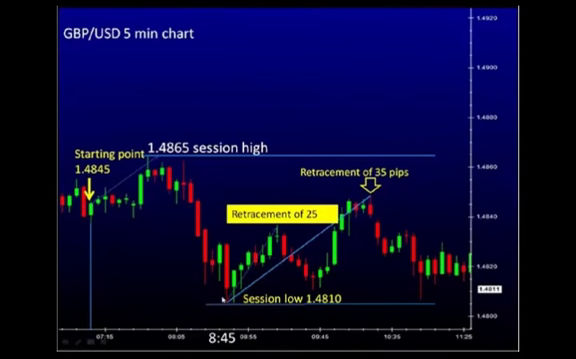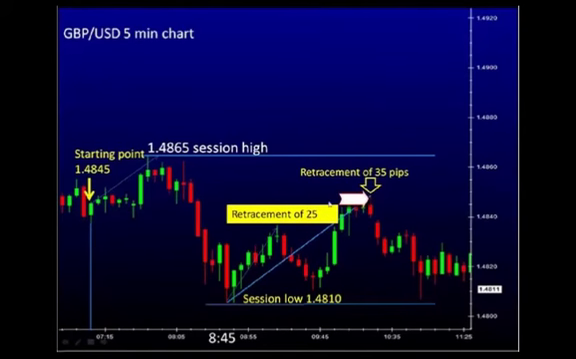And take a look at what happened after 8:45 in the morning. We had the price retrace or move back up to approximately 148.40. Then it started moving back down. Then it started moving back up to approximately 148.50.